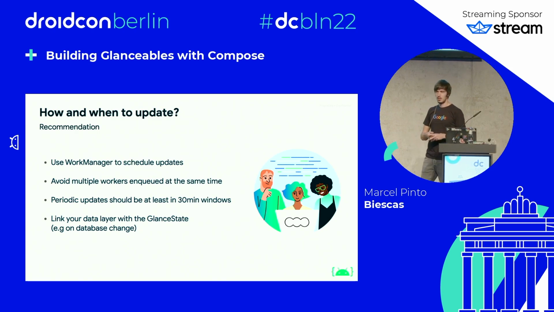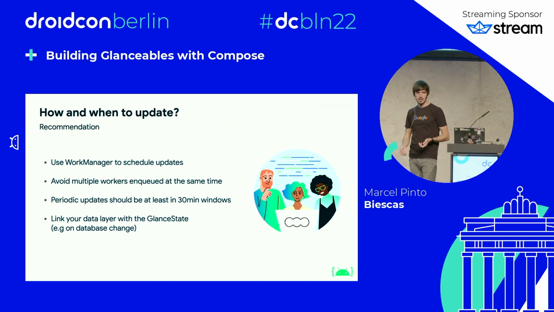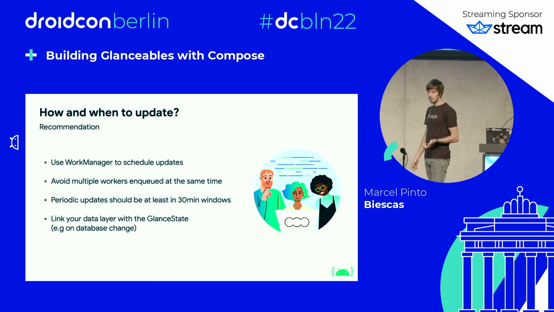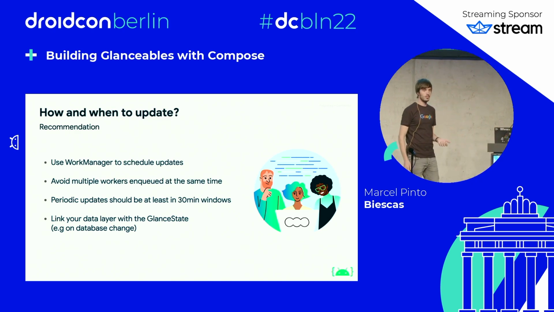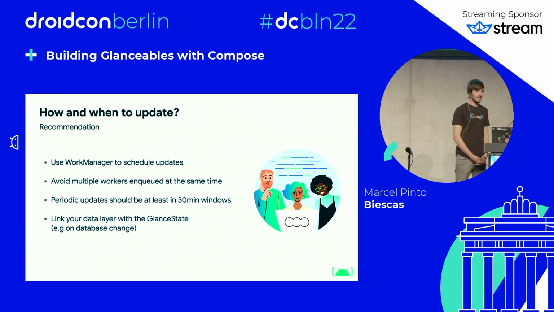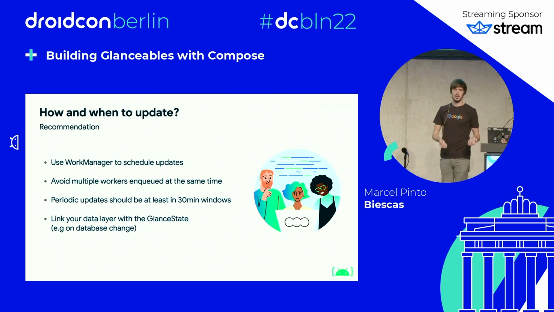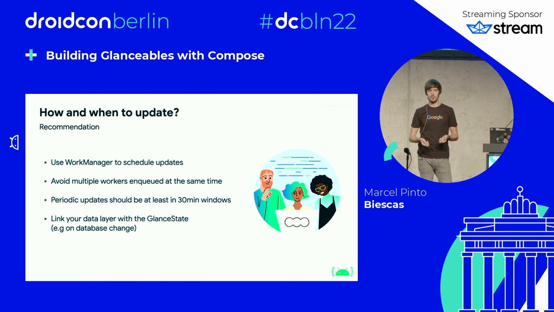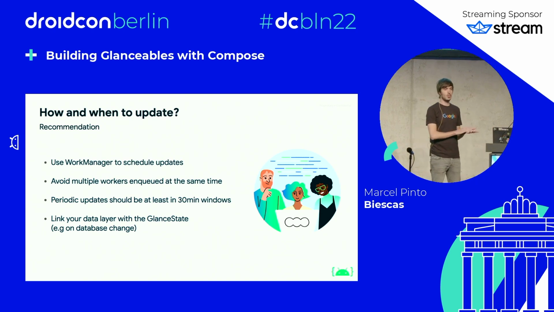And then as well, we recommend to be a good citizen. There are many widgets that can be placed on the home screen, and if all of them try to update really frequently, that might cause battery drain. So at least have a 30-minute window between periodic updates. And of course, if you have a data layer and your application is running, and then there's a database change that should affect the UI of the widget, because your process is alive, you can always call the update method from there, reflecting the UI directly on the widget.